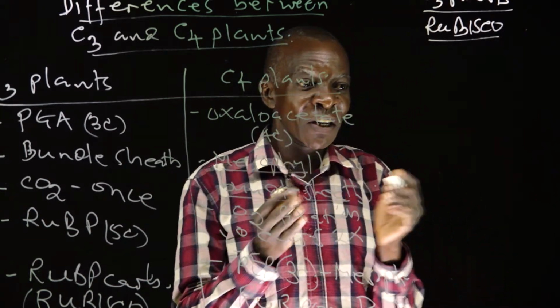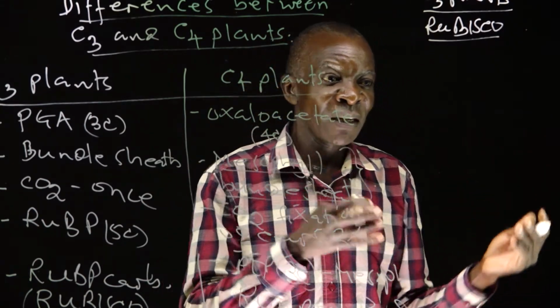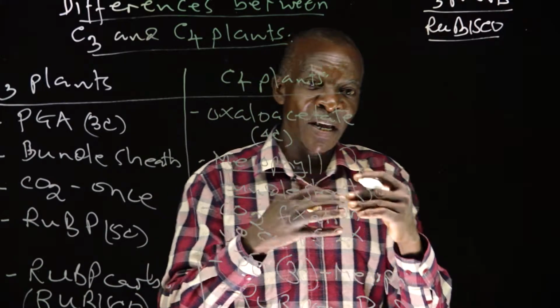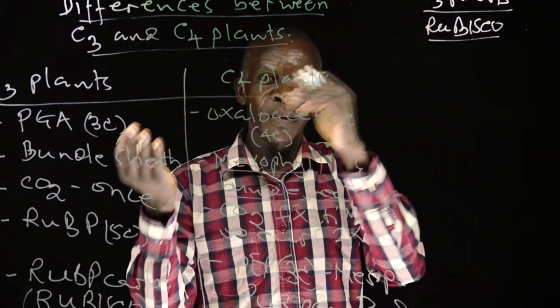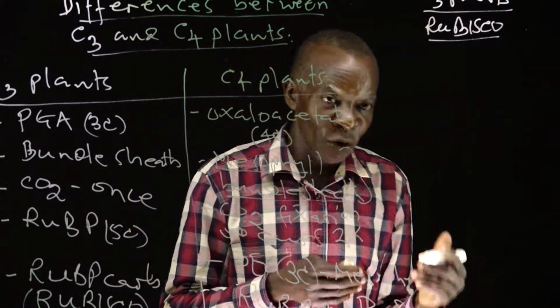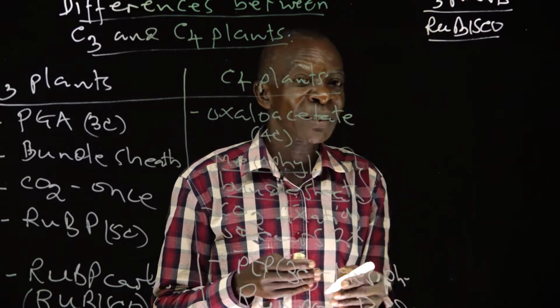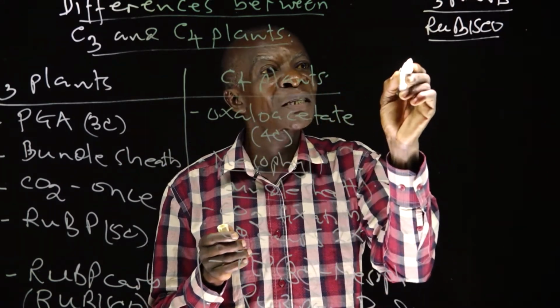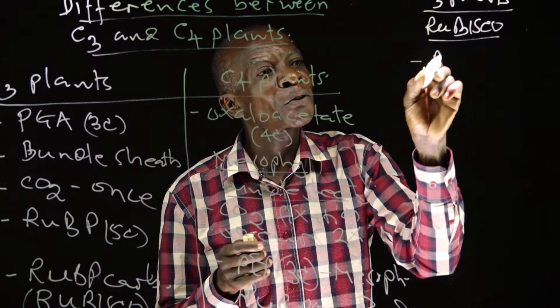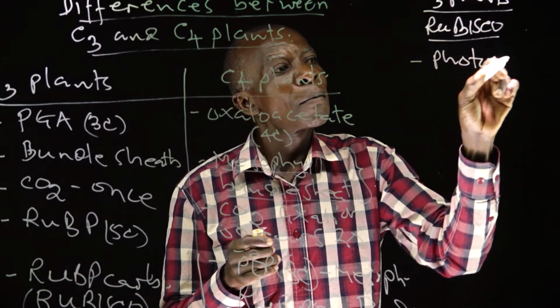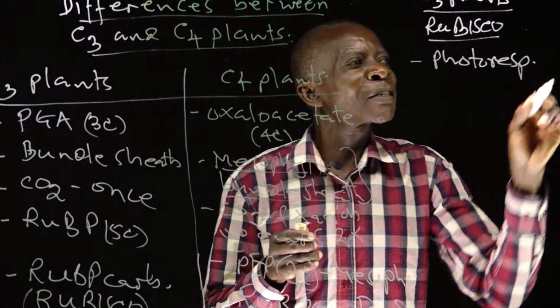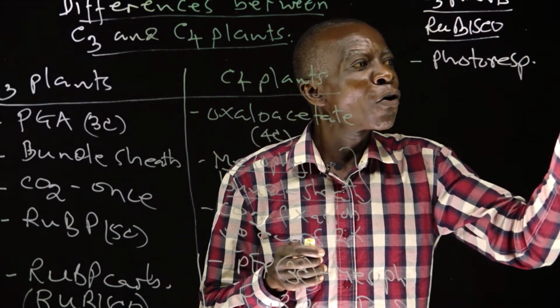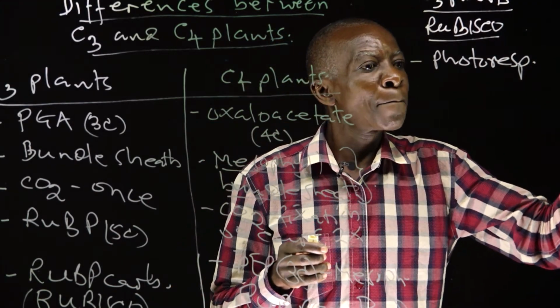Instead of fixing carbon dioxide, it catalyzes the combination of the substrate ribulose biphosphate with the oxygen. And this process is referred to as photorespiration. So in the C3 plants, photorespiration occurs, while in the C4 plants, no photorespiration.